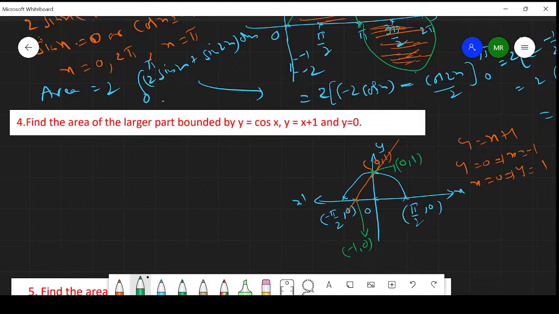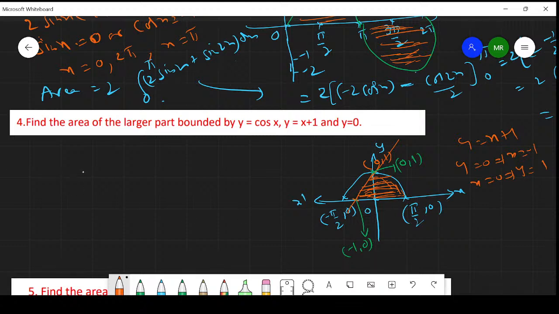They are asking for the area, because you try to think how to draw a graph of that. They are asking the area of the larger part bounded by this. This is the smaller part. They are asking for the larger part. So I can consider only this as the area. This is the area required, the larger part. So between minus 1 to 0 and 0 to pi by 2, I should find both.